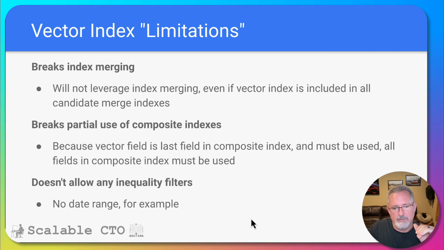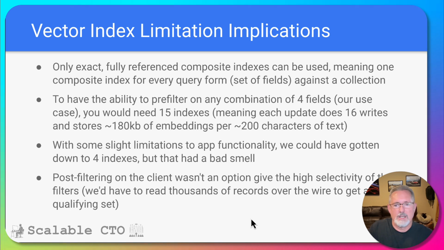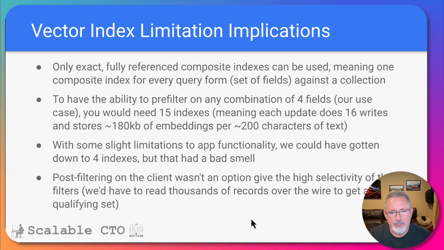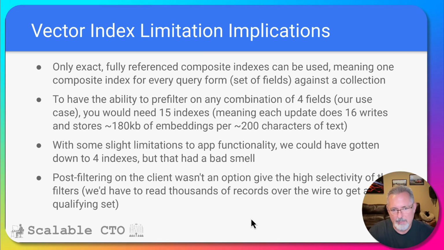Like you're just going to get the documents back based on the fields in that composite index. And for us, that was problematic. Because you can only use those exact fully referenced composite indexes, that means for every permutation or combination of fields that you would want to use with the vector index to do your pre-filtering, you have to have a separate composite index.